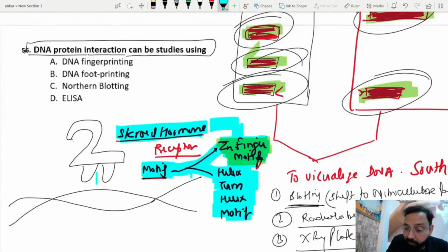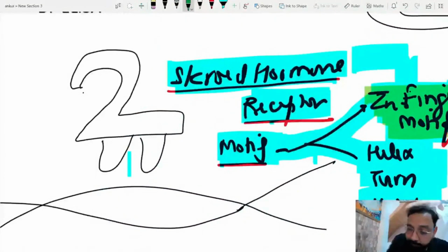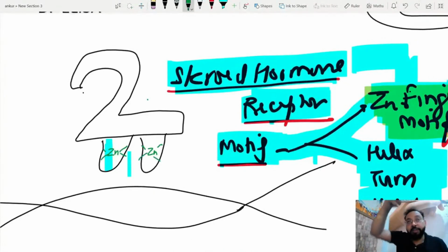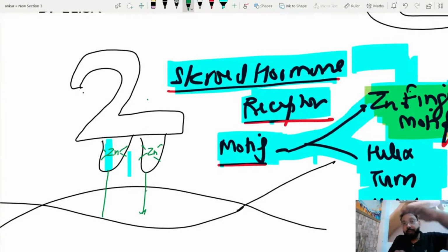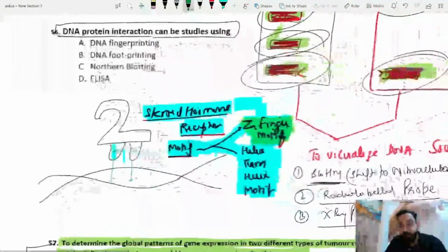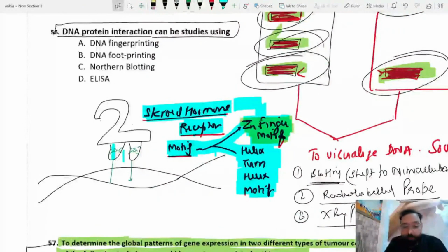So we found that steroid hormone receptor has finger-like projections, and in these finger-like projections we found that zinc is there, and these are called zinc finger motif. These finger-like projections make direct contact with DNA. So DNA protein interaction is mediated by motif, and if you want to study DNA protein interaction, this can be done by DNA footprinting.